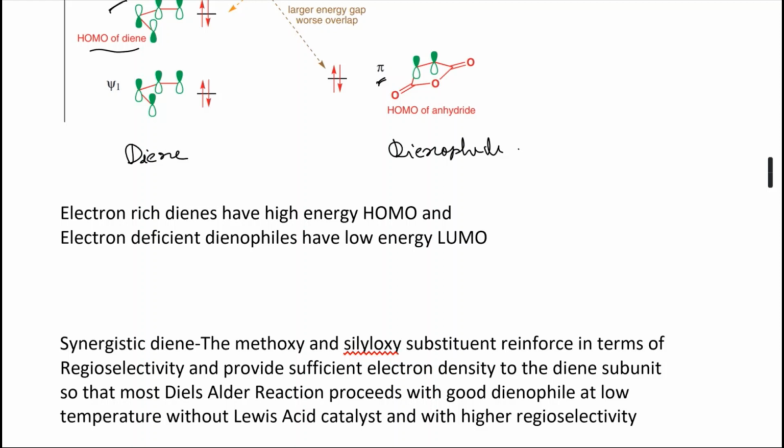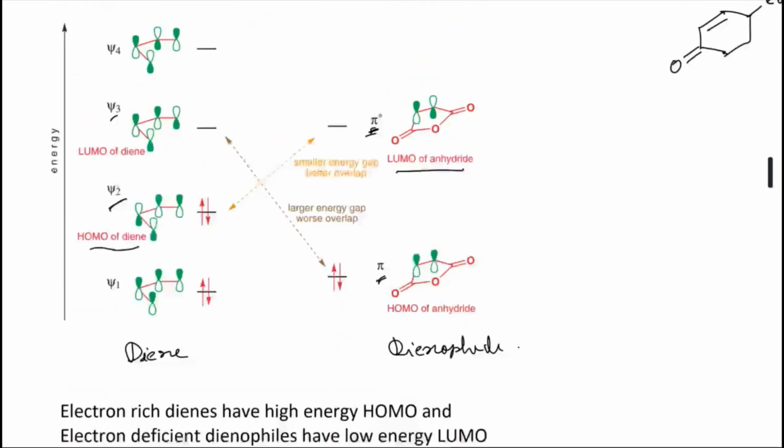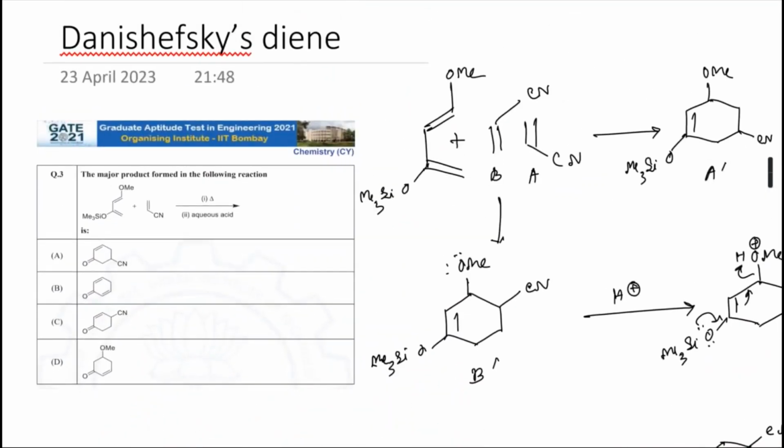So such a type of synergistic Diene is the Danishefsky's Diene. In the Danishefsky's Diene there is a methoxy group and a trimethylsilyloxy group attached to this Diene at the 1 and 3 positions respectively. As you can see, both are push effect groups and they reinforce each other. So this Diene will increase the rate of the reaction.